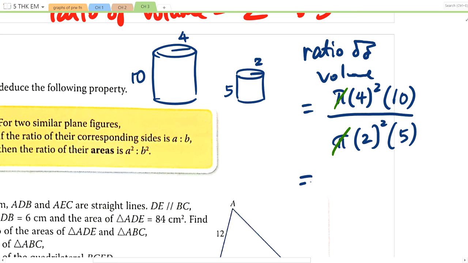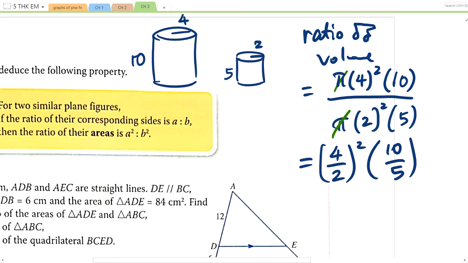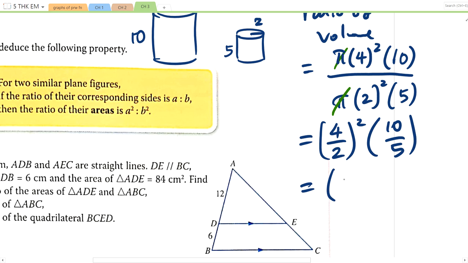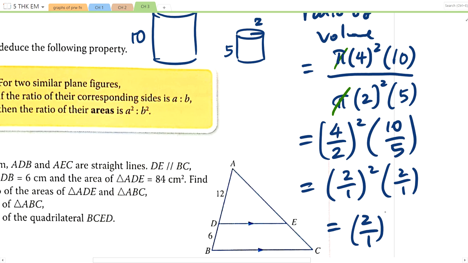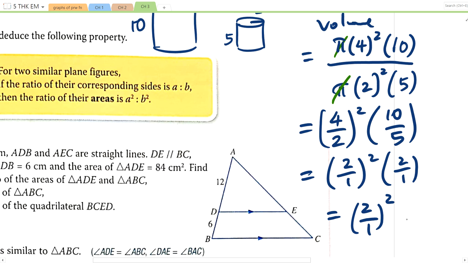I will rewrite whatever is in the bracket to make it clearer for you. 4 over 2 square, 10 over 5. Agree? Okay, what is 4 over 2 equals to? 2 over 1, right? So this becomes 2 over 1 squared, cubed. And this gives me 8 over 1.